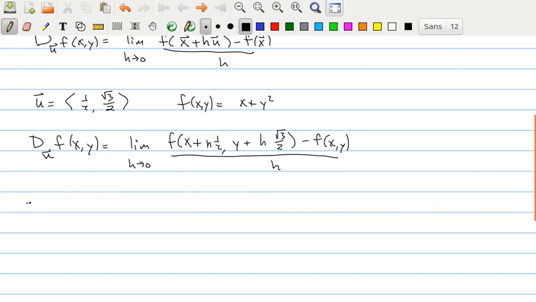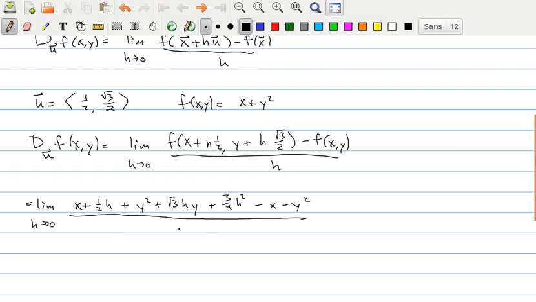So if we fill in what our actual function is here, this gives us the limit as h goes to 0. Well, f of x plus h times 1/2, we're going to plug that in, and we get x plus 1/2 h. Plus, we take y squared, so we're going to square this, is y squared plus radical 3 hy plus, we square this term, and we've got 3/4 h squared, minus, we just subtract the original function, so x minus y squared. And this is all over h.